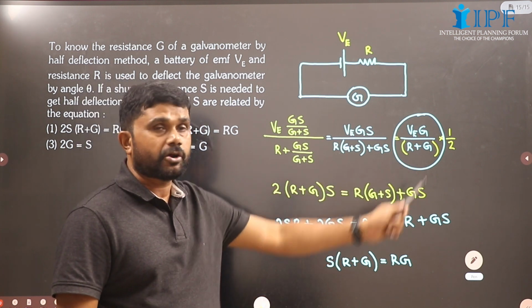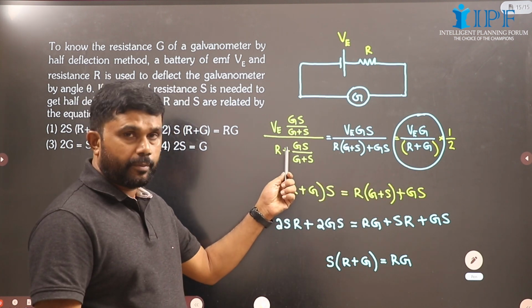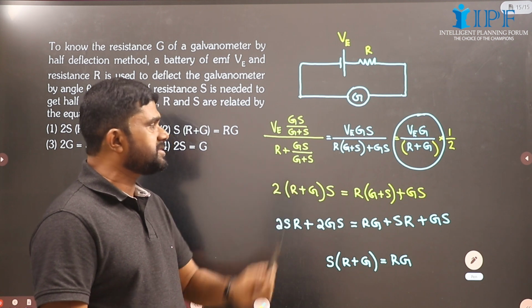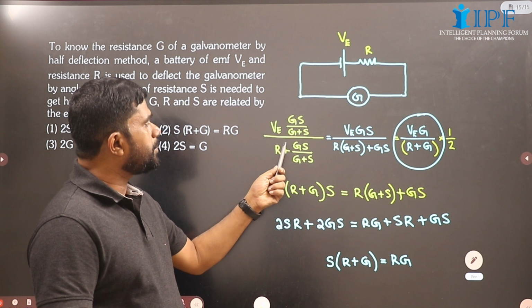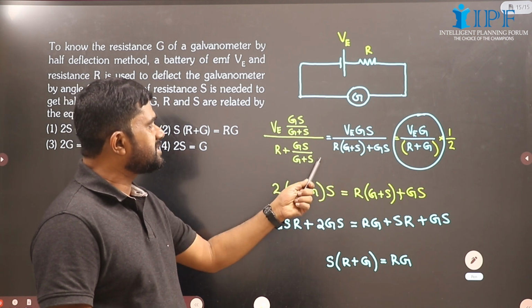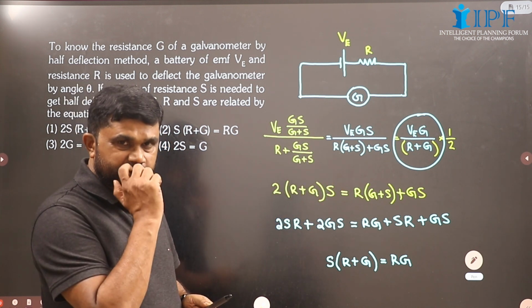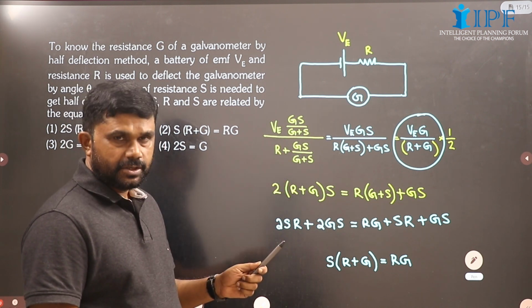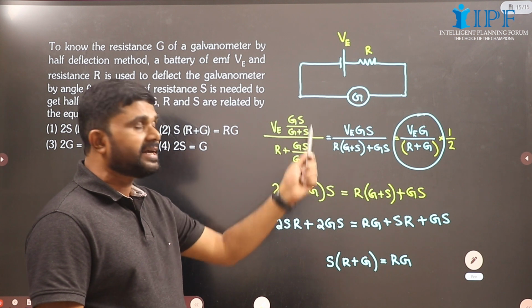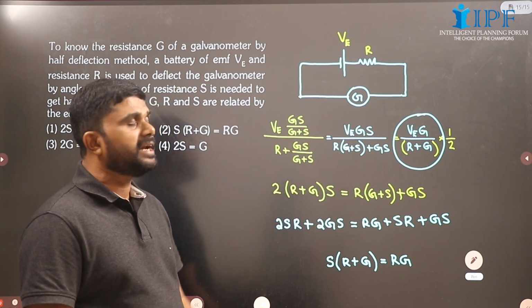And in the denominator also, G is to be replaced by the parallel combination of G and S, GS by G plus S. Okay, in the denominator we will get (G plus S) into R plus GS, whole divided by G plus S. In the numerator also there will be GS by G plus S. So G plus S here and here will get cancelled. So this will be the final expression.